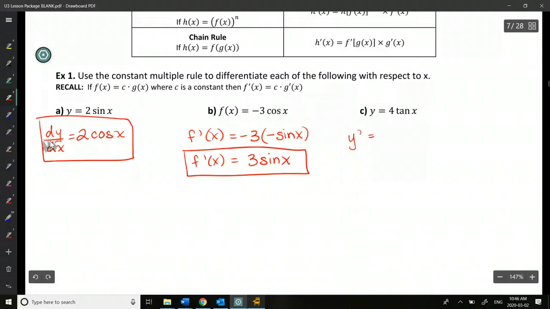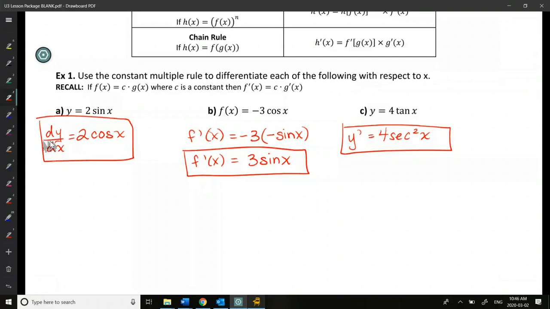Answer for this one, does someone want to help us out with this? Perfect. 4 secant squared x. Okay, any questions on that one? Pretty straightforward.